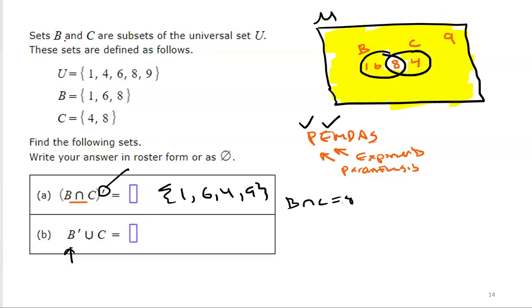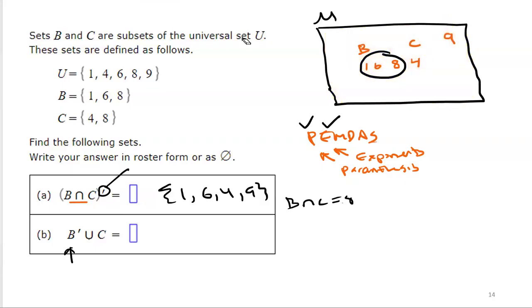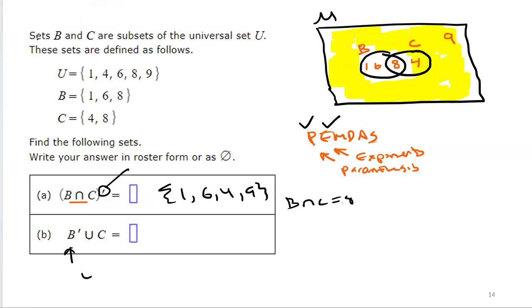That will be everything outside of B. So let me erase this. There we go. So we want everything outside of B. That's B prime. B prime is outside of B. So that would be what? 4 and 9. So B prime is 4 and 9. And we want union with C.